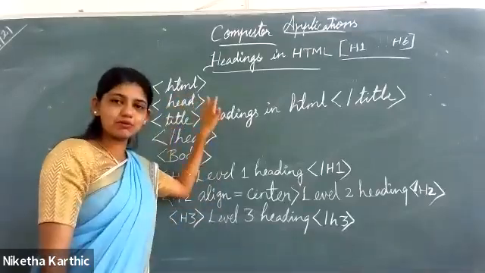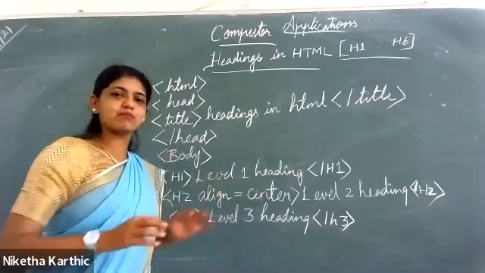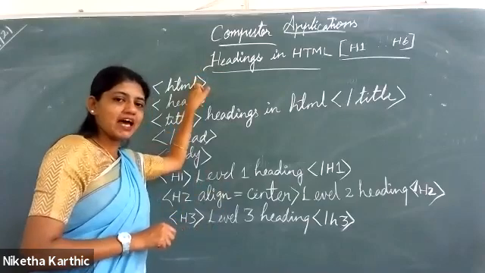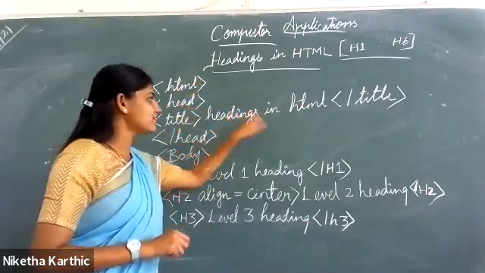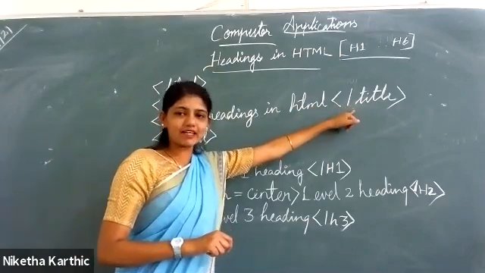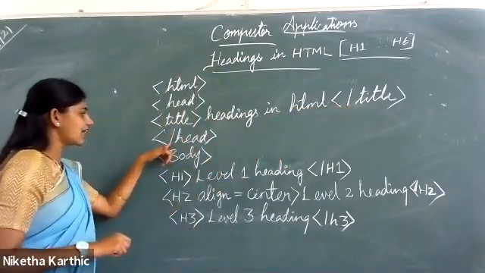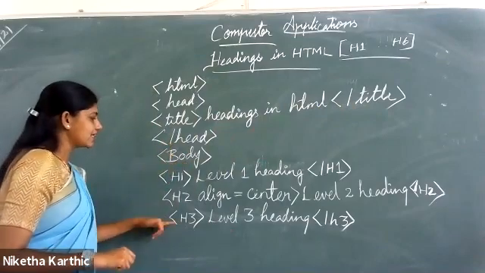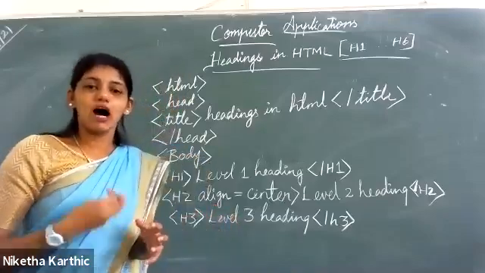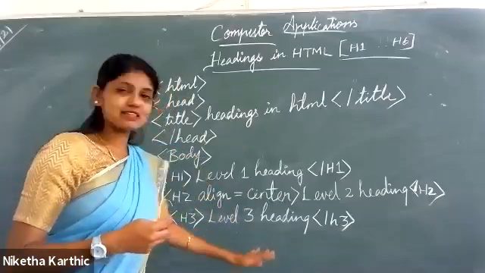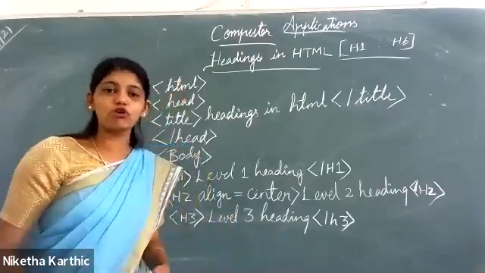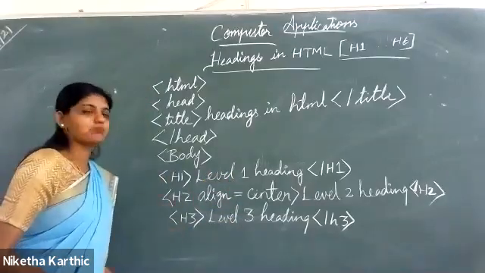As I said before, whatever the documentation may be in HTML, everything starts with your HTML, head, title. Here in the title we are giving the title as headings in HTML, and we are closing the title over here, and then we are closing the head. Then the body. Inside the body, we want to write all the 6 types because we want to know how the six headings will be displayed on the screen.